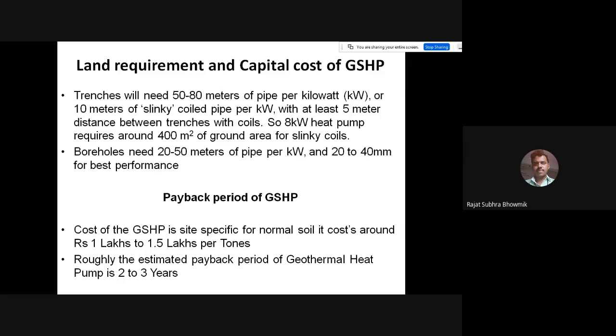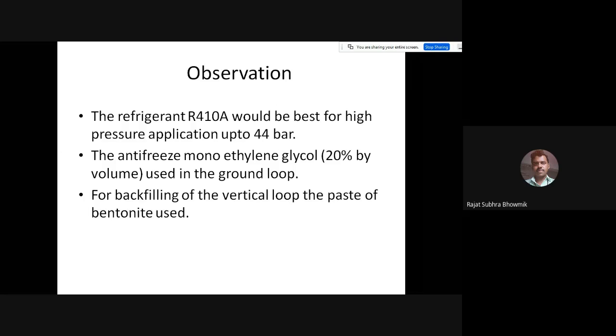Now, for the payback period, the cost per kilowatt is normally 1.1 lakh to 1.5 lakhs per ton of capacity. Roughly, the estimated payback for optimal conditions is 2 to 3 years. It depends on a lot of other factors also, but it may be 2 to 3 years.